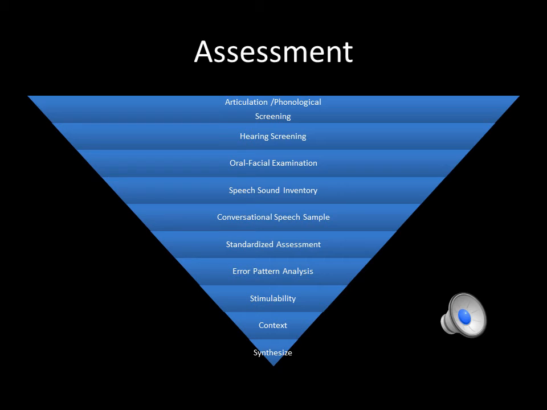Intelligibility is a big factor in determining if children require speech therapy or not. If they can't be understood, ages 3 to 8, most likely they'll need speech therapy. In addition, children who are under 3, if they're highly unintelligible, they might need speech therapy as well.